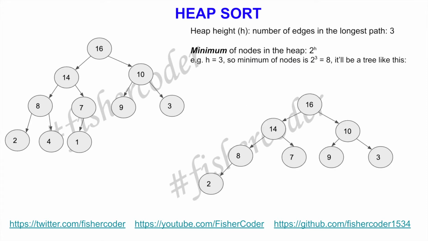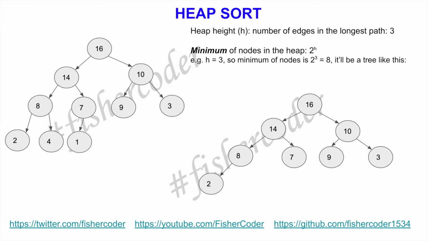Why are we talking about this? Let's see. Now we know the number of edges in the longest path for this given example is 3. Let's think about the minimum and maximum number of nodes in a heap. So the minimum number of nodes in a heap is going to be 2 to the power of h. H in this case is 3. So the minimum number of nodes is going to be 2 to the power of 3, which is 8. So it's going to be a tree like this. 1, 2, 3, 4, 5, 6, 7, 8. There's a total of 8 nodes in this heap. This is a heap that has the minimum number of nodes in order to make it a valid heap. We couldn't have one less node in this heap, given the height of the heap is 3.